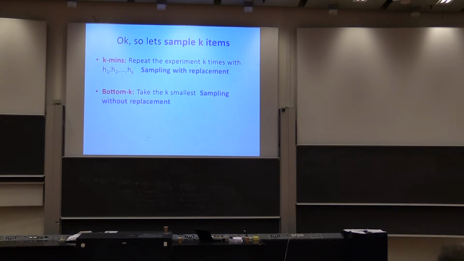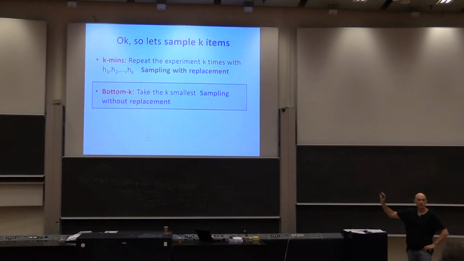So this actually corresponds to sampling with replacement. And this corresponds to sampling k items without replacement. And here I always stay with a subset of size k. I'm going to stick with this method for the rest of the talk. So my sampling scheme is going to be basically to keep the k smallest items according to some hash function. Okay?